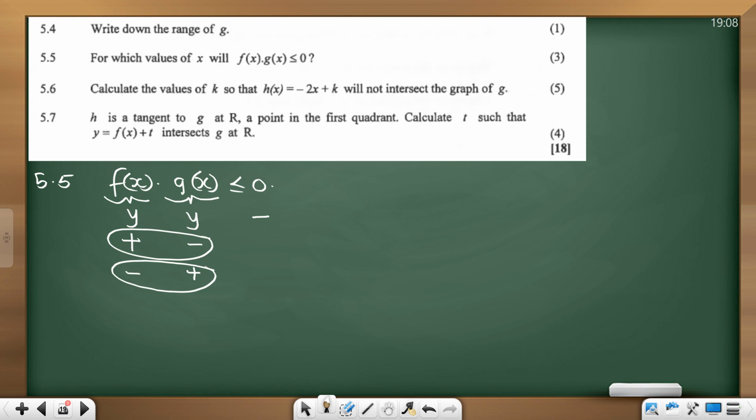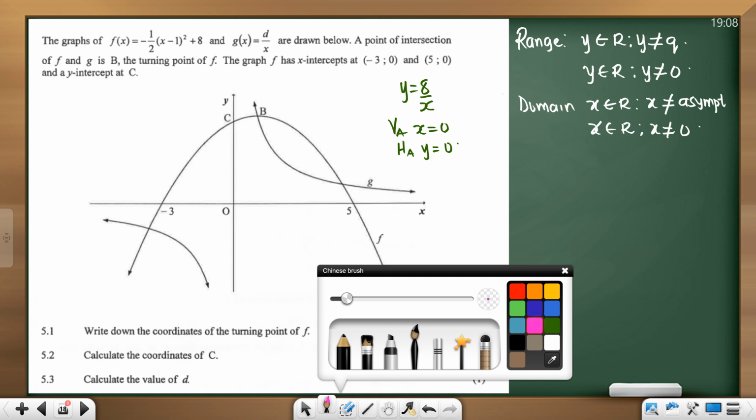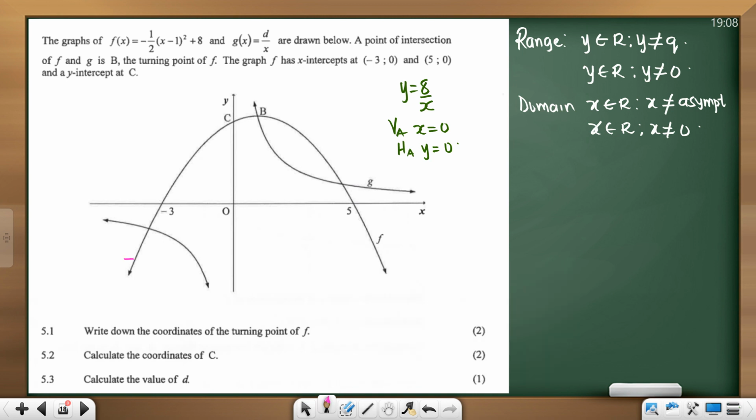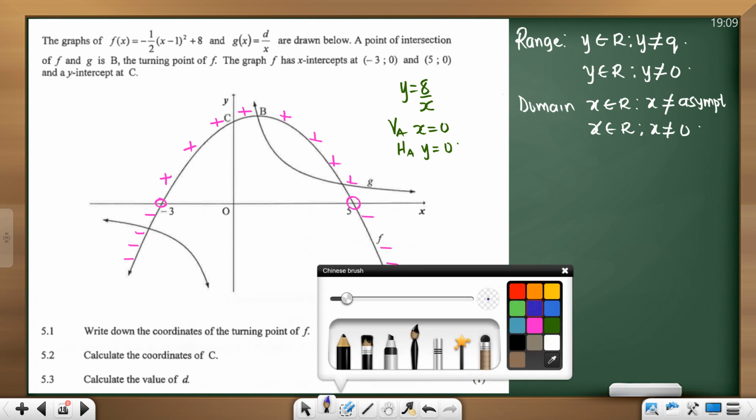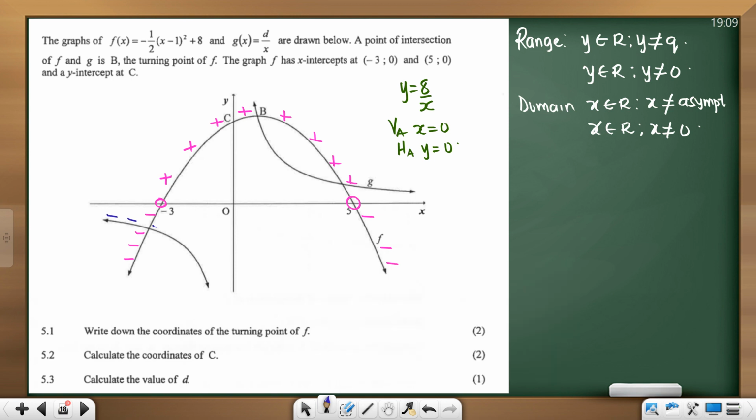So let's go to our graph. Since we are dealing with y values, look at what I like to do. What is my y value here? Negative, negative, negative, negative. The y value here is 0, then positive. When we say y value, it is above the x axis. The y value here is 0, then negative, negative. This one, it's all below. Can you see all negative? This one, it's all positive.